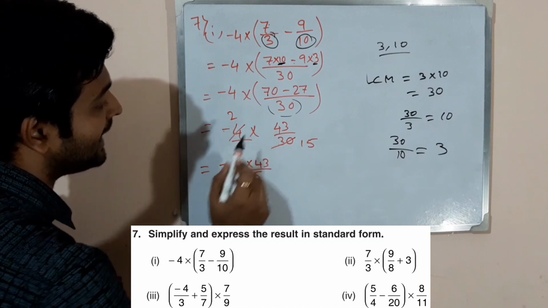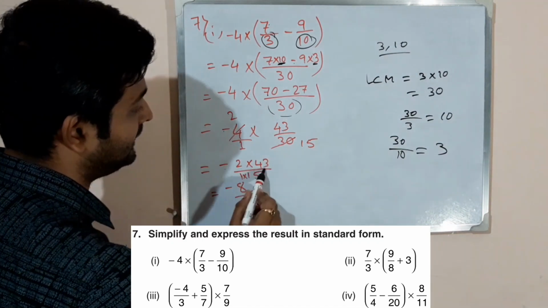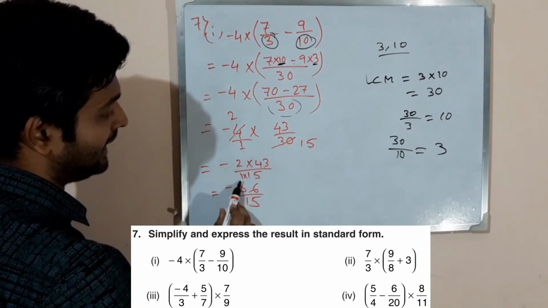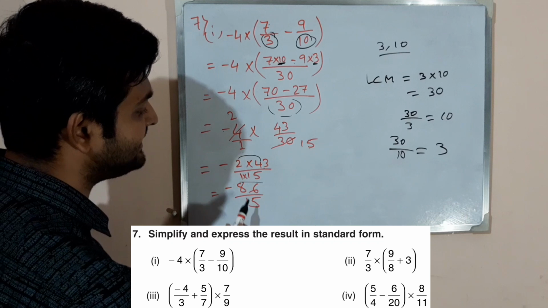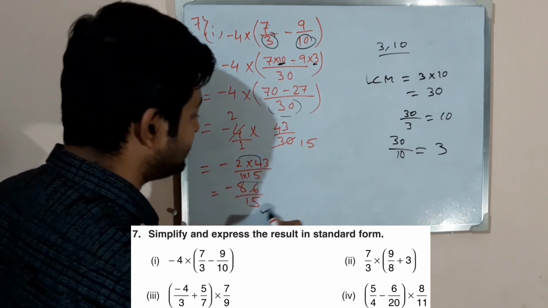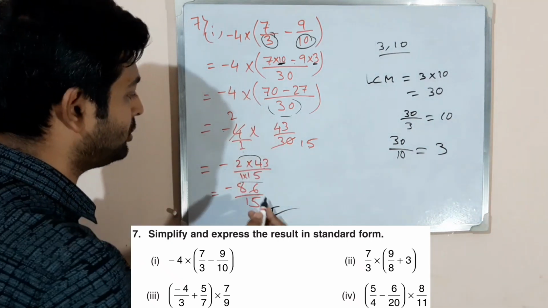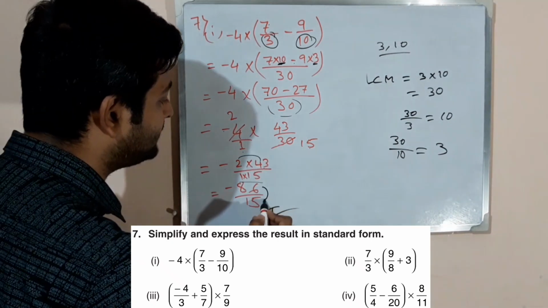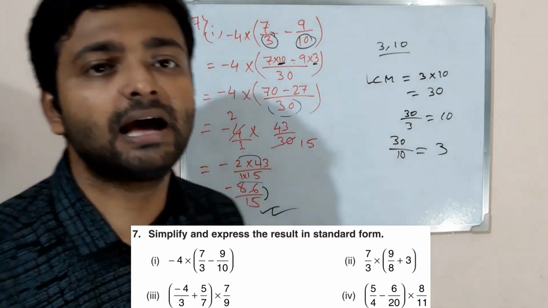Now minus plus minus, remove the hassle first. So minus over there. Now 2 into 43 and there 1 into 15 I have written. Next, 2 into 43 you will get minus 86 by 15. So this is the answer. And now you can see it is in standard form because the denominator is positive and the HCF of the numerator and denominator is 1. So minus 86 by 15 is the answer.